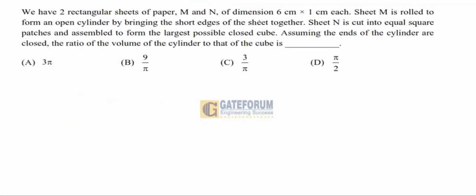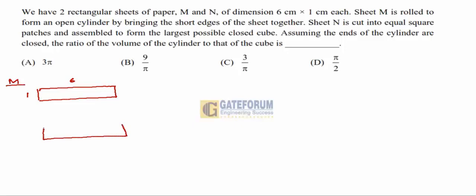We have two rectangular sheets of paper M and N of dimension 6 centimeter into 1 centimeter each. Sheet M is rolled to form an open cylinder by bringing the first, let us draw this. You see, we have 1 centimeter into 6 centimeter. This is, suppose, sheet M, and sheet N is also the same. So that is also 6 and 1. Let us suppose this is sheet M.